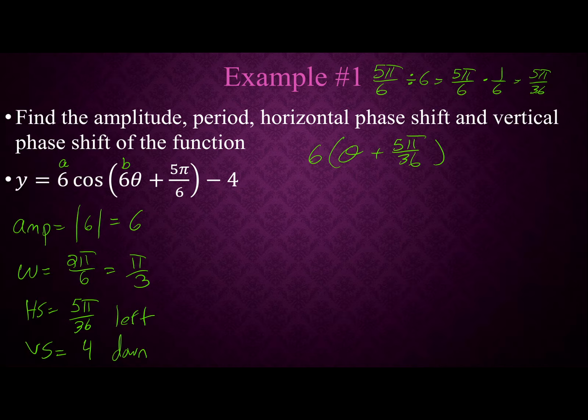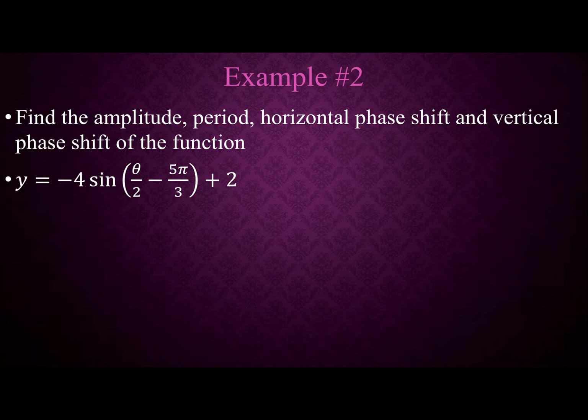All right, so that's our amplitude, period, horizontal shift, and vertical shift. I'll take a look at another one. So here our amplitude again is the absolute value of A. Absolute value of -4 is +4. Our period is 2 pi divided by B, and B is a half here, because theta over 2 is the same thing as 1/2 theta. So if you divide by a fraction, we multiply by the reciprocal. So it's 2 pi times 2 over 1, which is 4 pi.